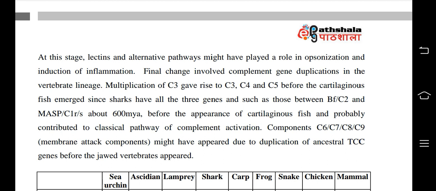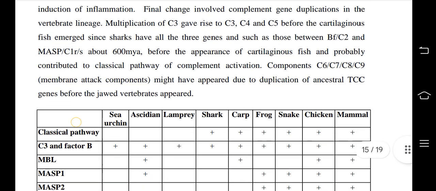The final stage involved complement gene duplication in the vertebrate lineage. Multiplication of C3 gave rise to C3, C4, C5 before the cartilaginous fish emerged, since sharks have all three genes. Duplications such as those between BF, C2, and MASP, C1r, C1s, about 600 MYA, before the appearance of cartilaginous fishes, have probably contributed to the classical pathway of complement activation. Components C6, C7, C8, C9, the complement attack components, might have appeared due to duplication of ancestral TCC genes before the jawed vertebrates appeared.